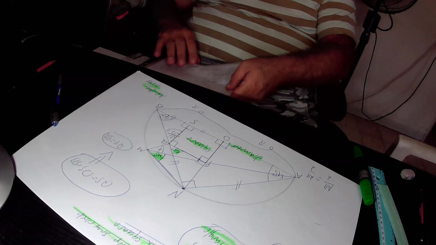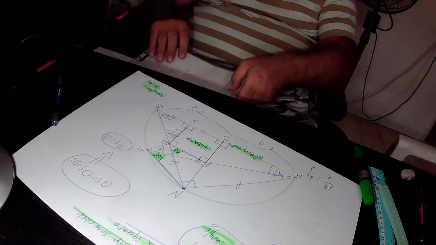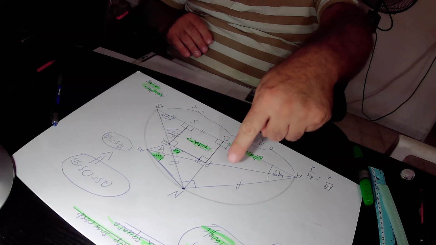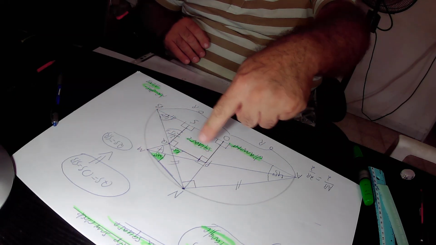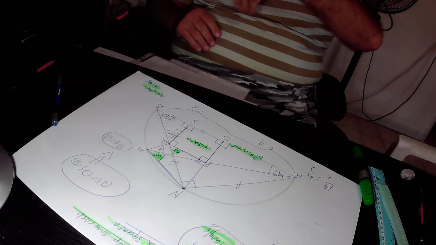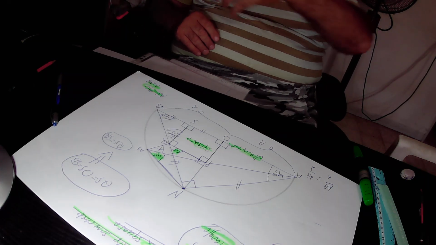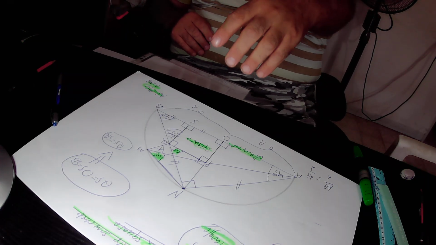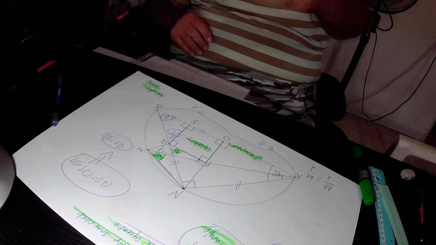So in the next step, I'll prove that quadrilateral NMPQ, this is quadrilateral NMQP, is a cyclic quadrilateral. That is to say, it can be inscribed by a circle, it can be blocked by a circle.